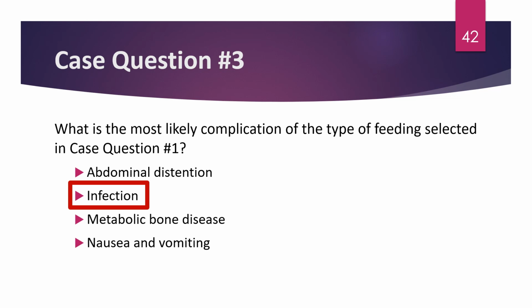Metabolic bone disease is typically a chronic complication from parenteral nutrition. So if this patient was receiving PN for weeks or months, we may see that occur. Nausea and vomiting, again, that is a GI adverse effect, and that typically happens with GI-related administration of nutrition, so oral feeding or enteral feeding through a feeding tube.